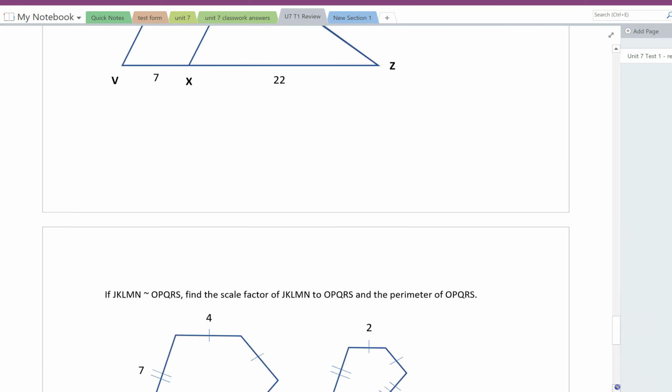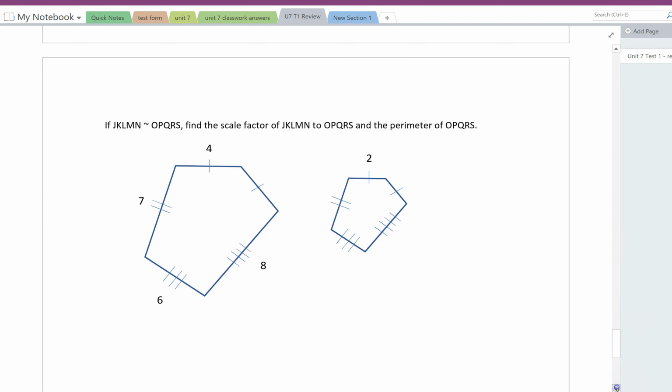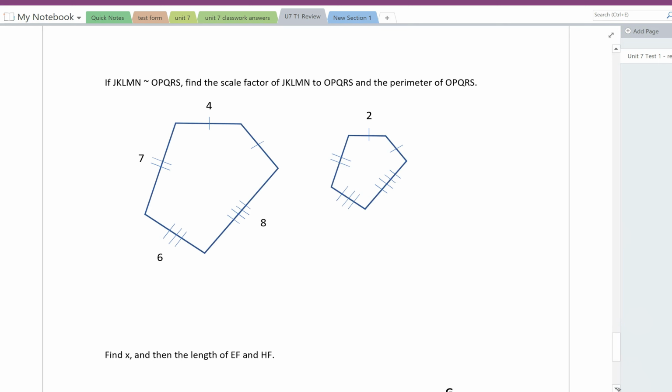We're just going to skip down another page to the one that looks like this, because there is a problem like this on the test that you take this week. So I have two five-sided shapes, and I don't have the points marked, but we can say that JKLMN is this one on the left. I'm just going to draw those points in, J, K, L, M. And the points aren't really going to matter for this one. And then on the right, I'm going to have O, P, Q, R, S.